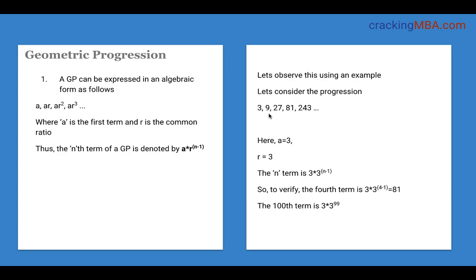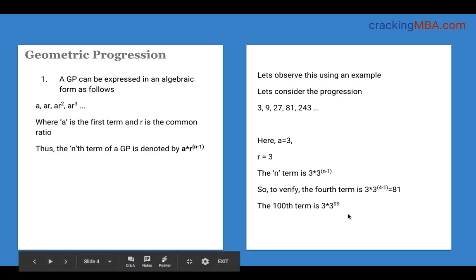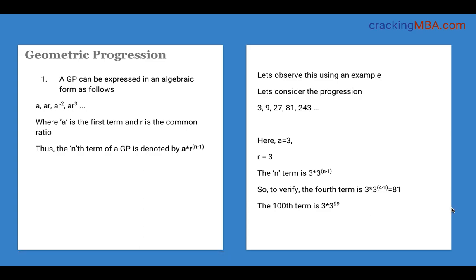We have a GP 3, 9, 27, 81, and so on, where the ratio is 3 and the first term is 3. The nth term is nothing but a into r power n minus 1. So in this case, it is 3 into 3 power n minus 1. If I want to get the fourth term of this GP, it is 3 into 3 power 4 minus 1, which is 81. Hence we can verify it is correct. 81 is the fourth term. If I want to determine the 100th term, all you need to do is multiply 3 into 3 power 99. That is how you determine the nth term of a GP.